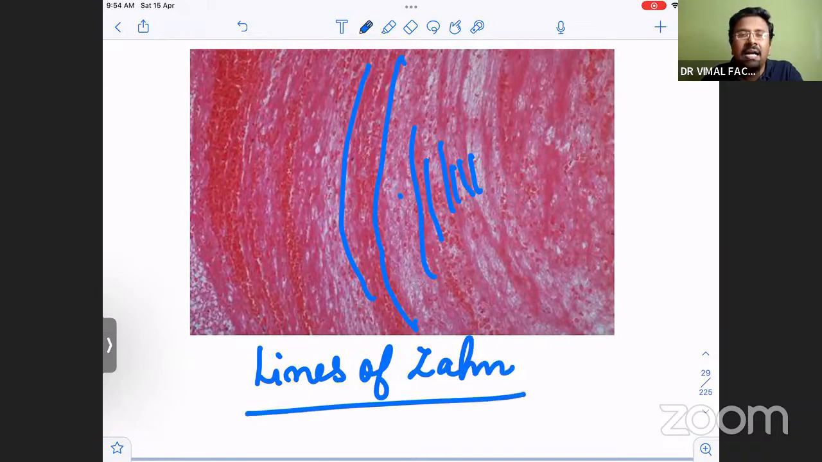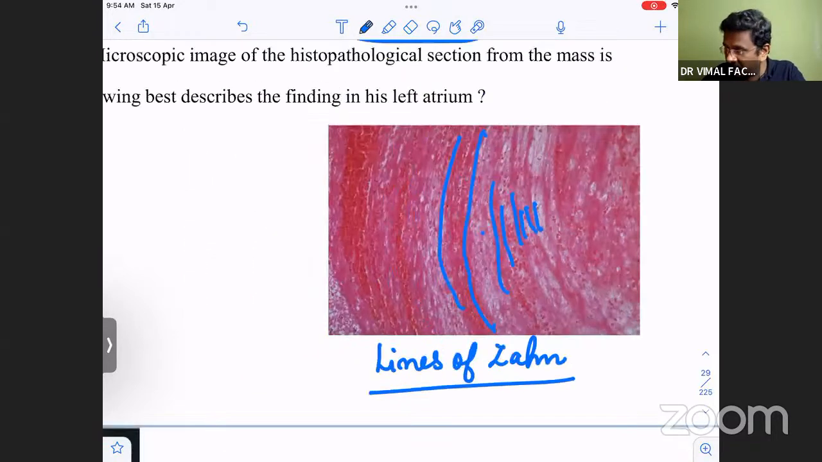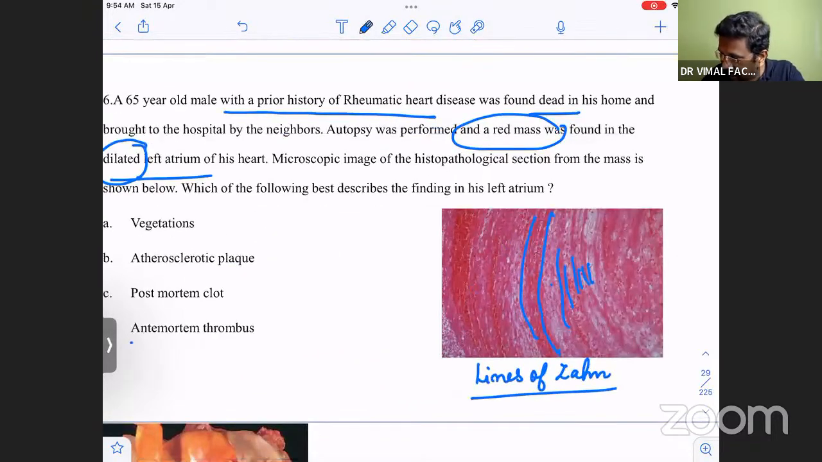Lines of Zahn are characteristic of a thrombus. So the option here is the antemortem thrombus. So let us explore the other things.